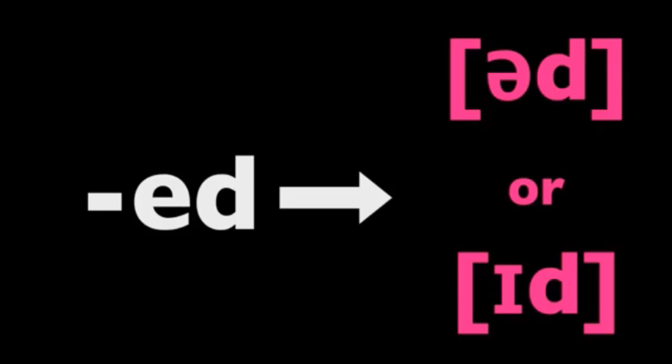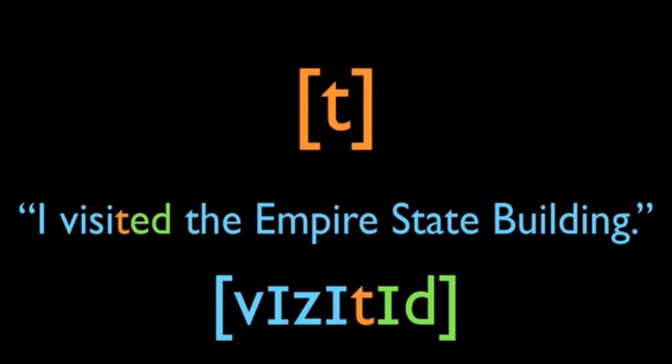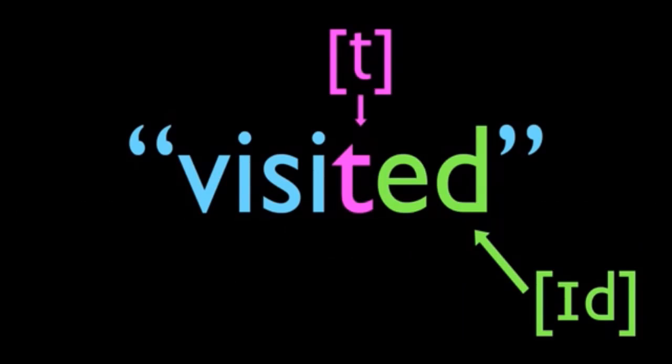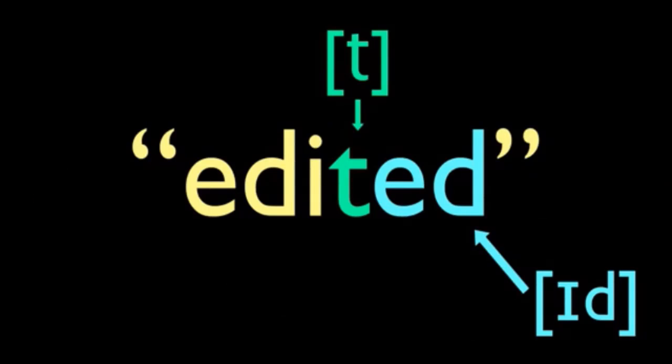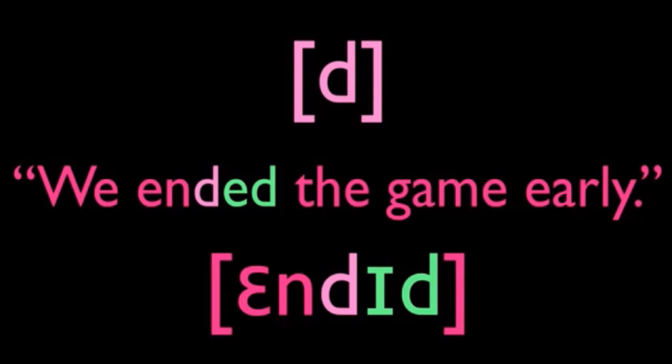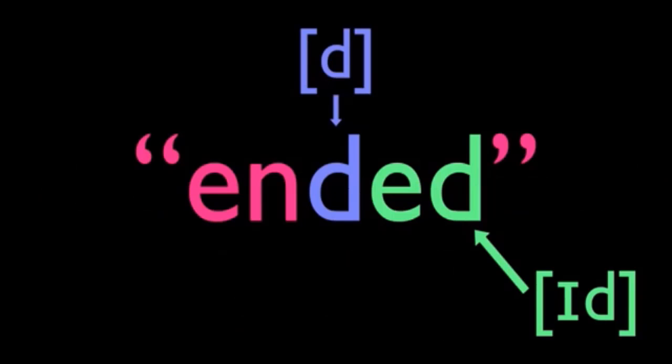Ud or id, final sound. Verbs ending in the sounds t or d will cause the ed ending of a verb to be pronounced as the syllable ud or id. Listen and repeat. I visited the Empire State Building. Visited. She edited the research paper. Edited. We ended the game early. Ended. He breaded the chicken. Breaded.